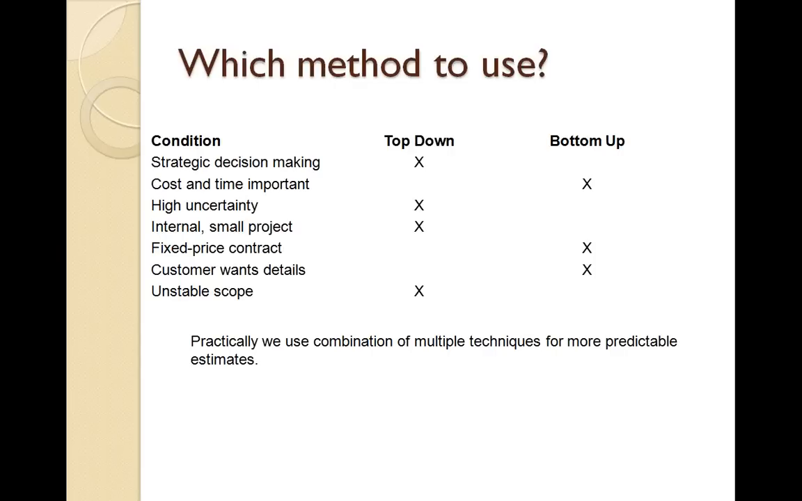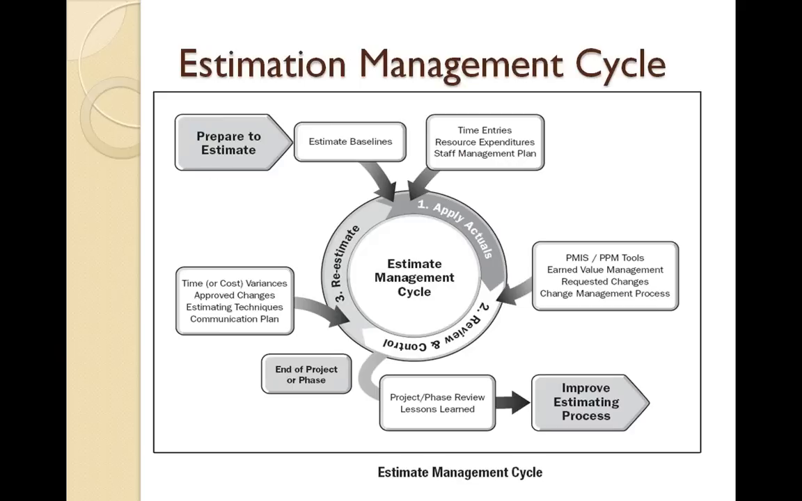Now we look at what the estimation management cycle is and how the estimates typically work. We prepare estimates and we generate the estimate baseline, which is communicated to everyone. Then we apply actuals to it once we start working on the project. We get time entries, resource expenditures and all the details. Based on these, when we apply actuals, we compare actual versus estimated. We have project management systems, earned value management, and several other tools for that. Then if required, if the scope is changing or the project environment is changing, we re-estimate the project, and the cycle continues throughout the project. Then at the end of the project or end of the phase, we document the lessons learned and discuss how we can improve the estimation process.